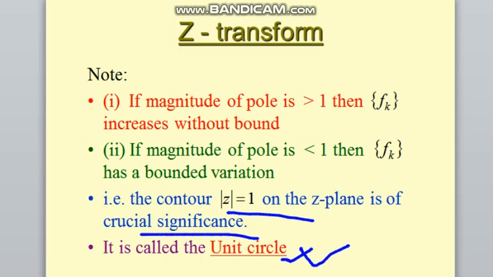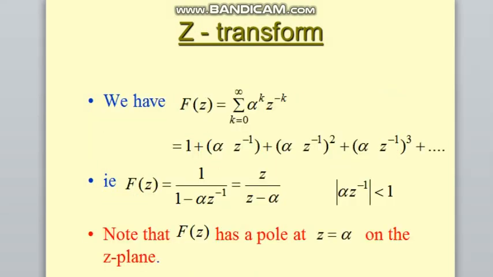So why is it called the unit circle? Let's find it out. That is the previous equation that we have to show at last, the z transform. What is the z transform? But the F(z) has a pole at z equal to alpha.